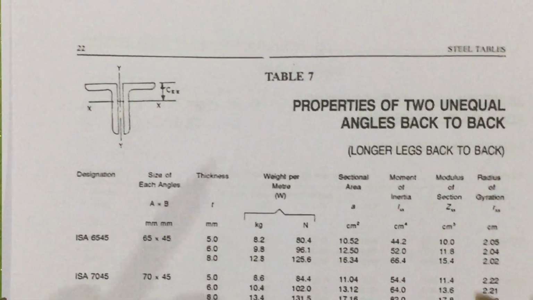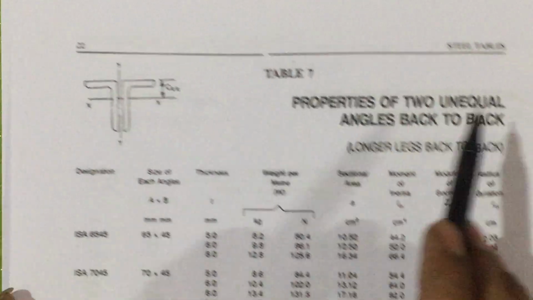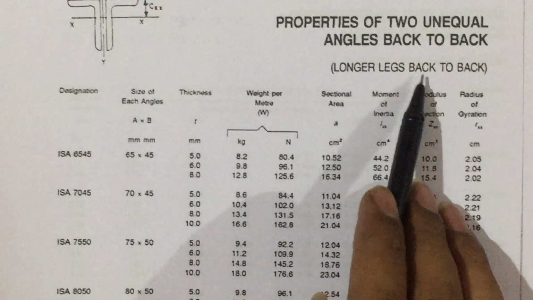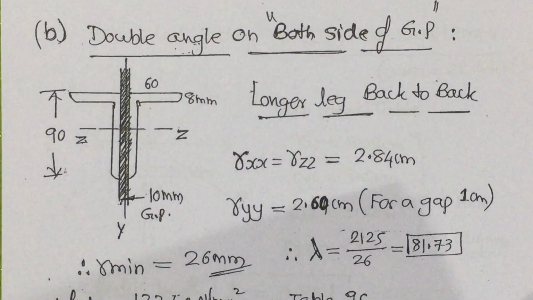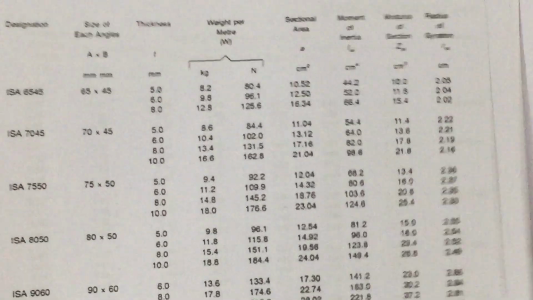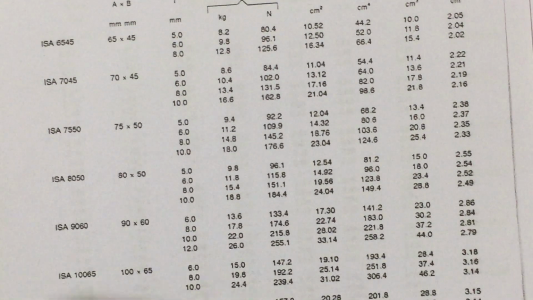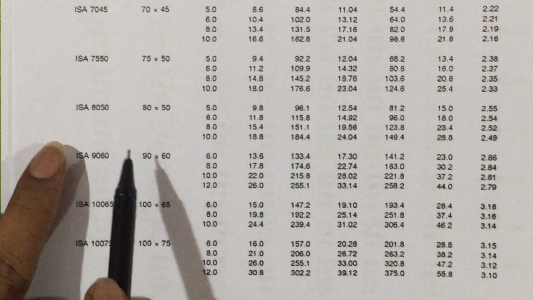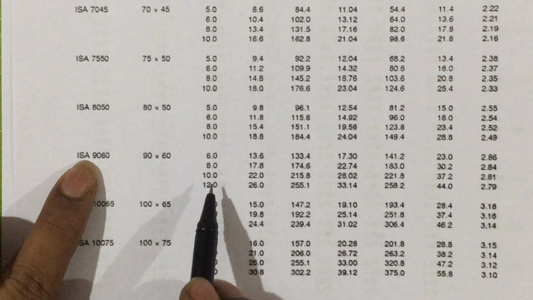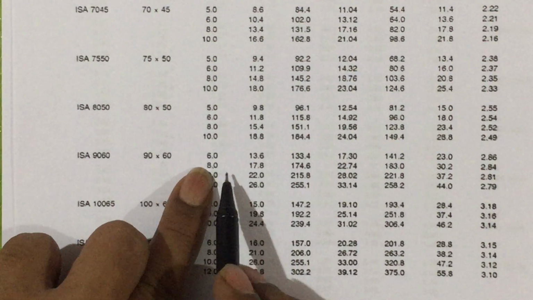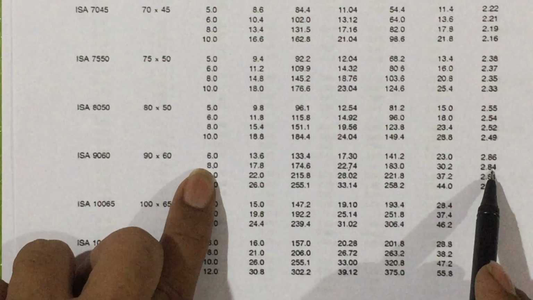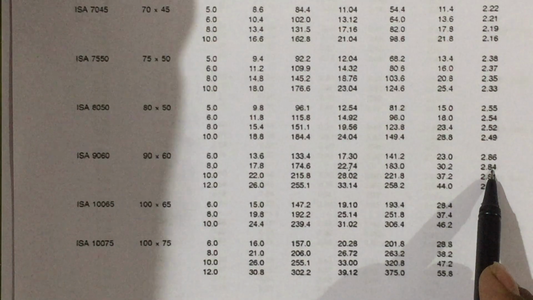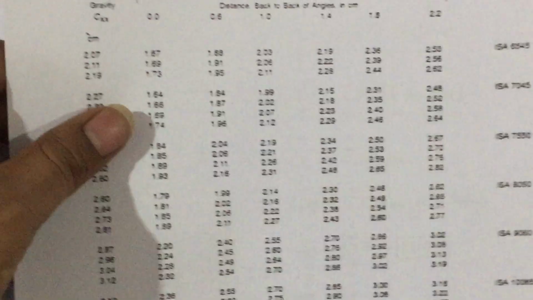From the steel table, for built up section, in that unequal angles, in that longer legs are connected back to back, search for that. In that we are searching for ISA 90 by 60 by 8 mm. For ISA 90 by 60 by 8 mm, we need the cross sectional area, that is 22.74. Then RXX we are going to get as 2.84. Then go to the next page or the beside page.